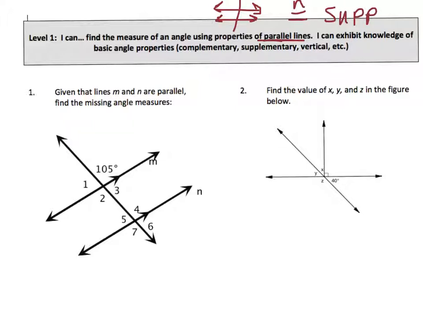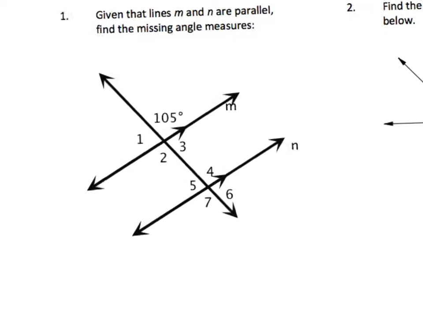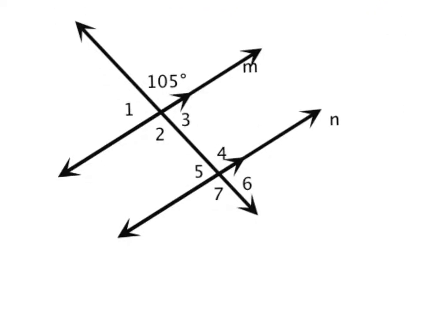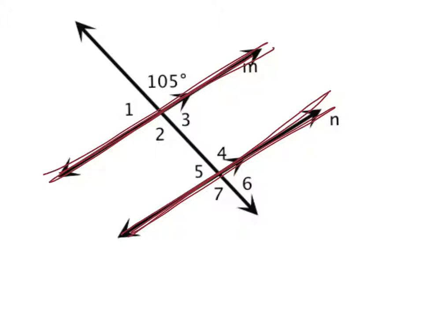And then basic angle properties as well: complementary, supplementary, and vertical. So let's take a look at number 1. We want to find all the measures of the missing angles if these two lines, M and N, are parallel. So if these two lines are parallel, I'm just going to look at this picture.